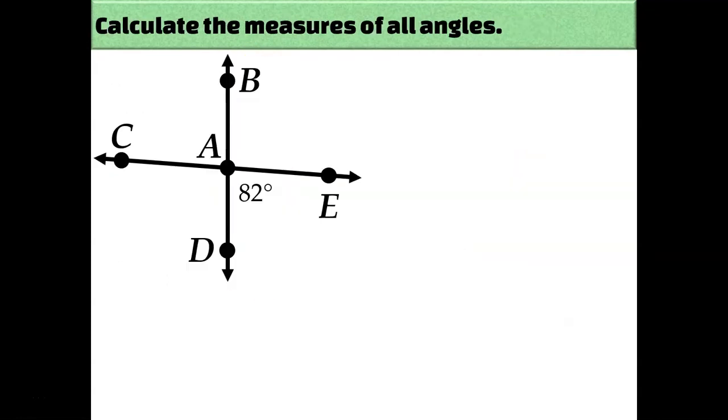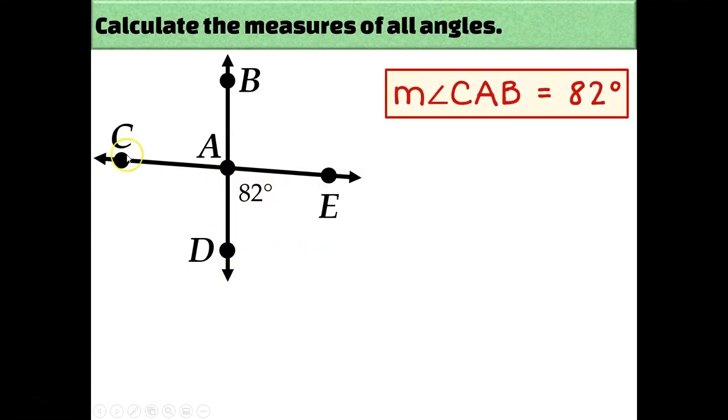So what we're seeing here is that if you have a diagram that features two intersecting lines, like this one, you're actually able to calculate all four angle measures as long as you know one of them. So since I know the measure of angle DAE is 82, I can also assume that the measure of angle CAB is 82, because those are vertical angles.